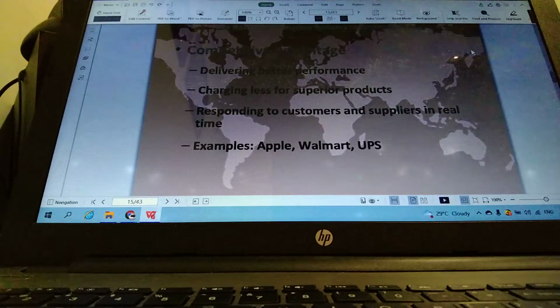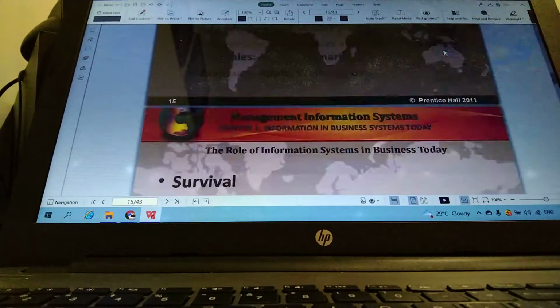But today we have many real-time social media platforms or opportunities that allow you to communicate almost immediately, on a real-time basis, where reports can be generated and sent to them. Yeah, examples of how big companies or IT service providers such as Apple, Walmart, UPS are performing today.